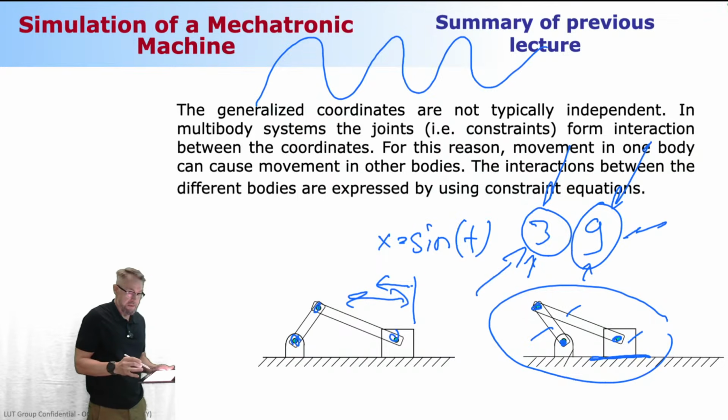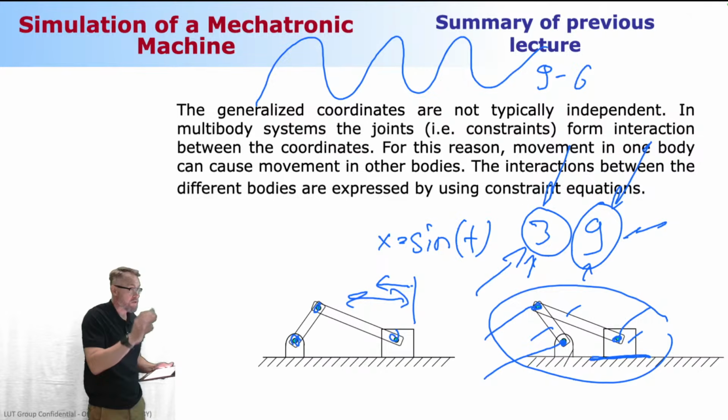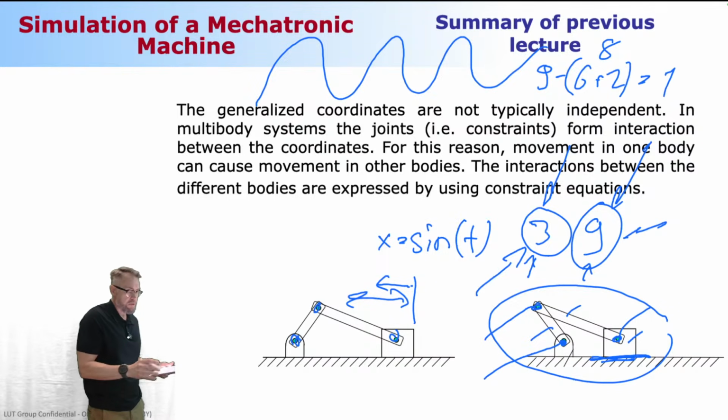Okay, let's take a look at how many different kinds of joints I have here. So I have revolute joint, revolute joint, revolute joint. That's going to be a total of 6 constraint equations, because 3 revolute joints, each of them having 2 constraint equations. So that's a total of 6. And then I have 1 translational joint, that's going to be an additional 2. That's going to be 8. And the number of degrees of freedom is going to be 1.